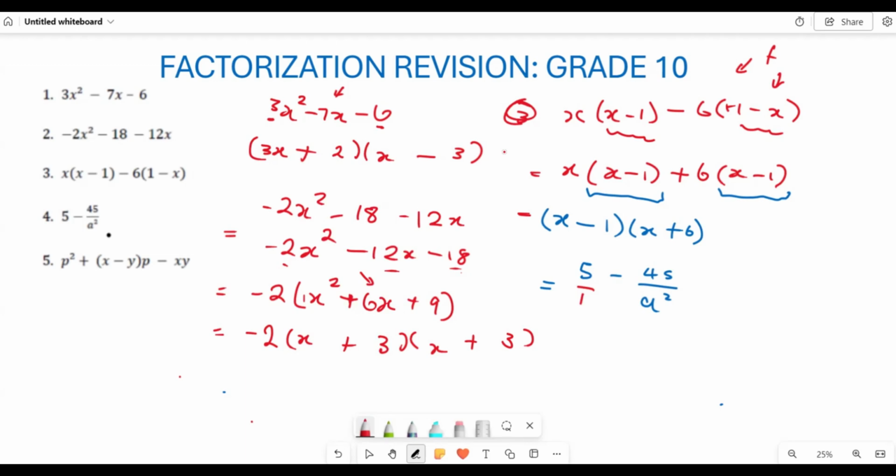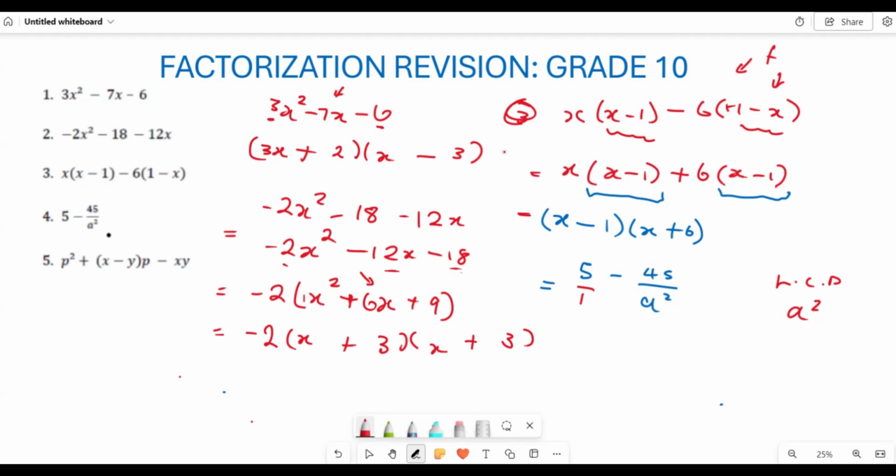Now I can aspire to have my denominators be the same, right? So my LCD, my lowest common denominator in this particular case, is going to be my a squared, right? So I want these two things to have the denominator of a squared firstly, right?